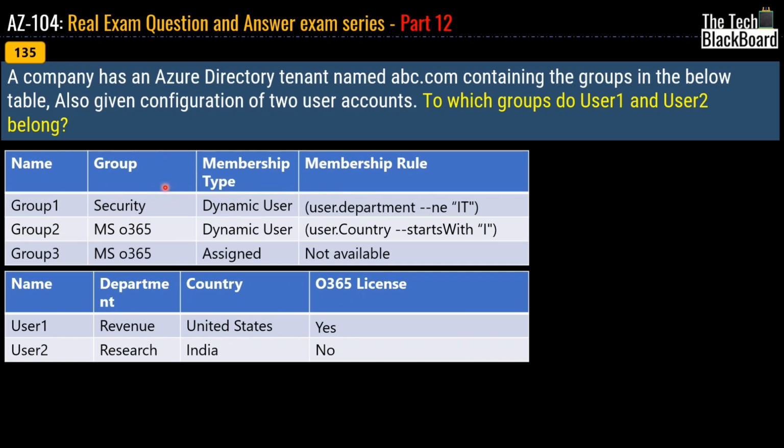Then we have the type of the group. So we have security, MS-O365, and this also is MS-O365. Then we are given the membership type. We have dynamic and assigned.